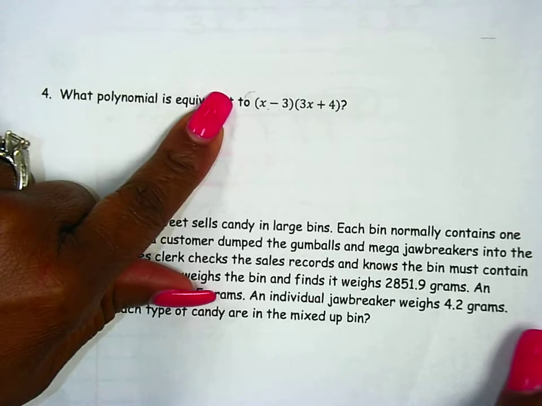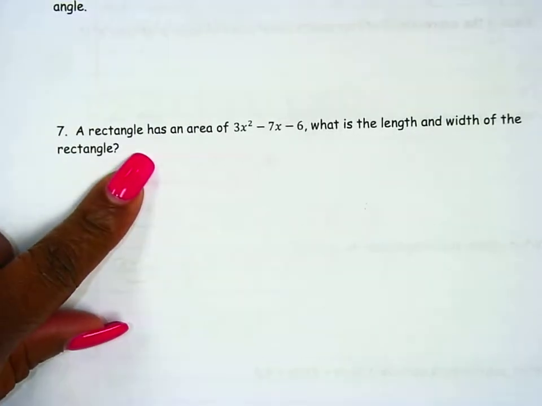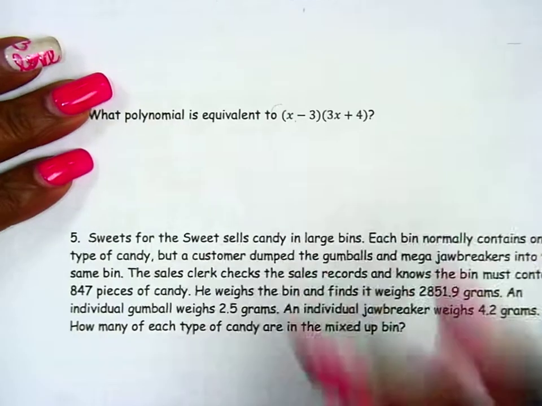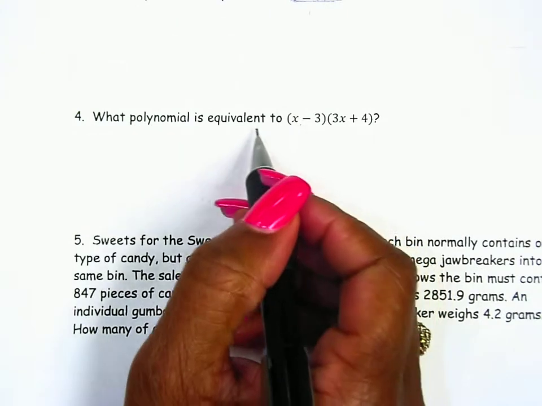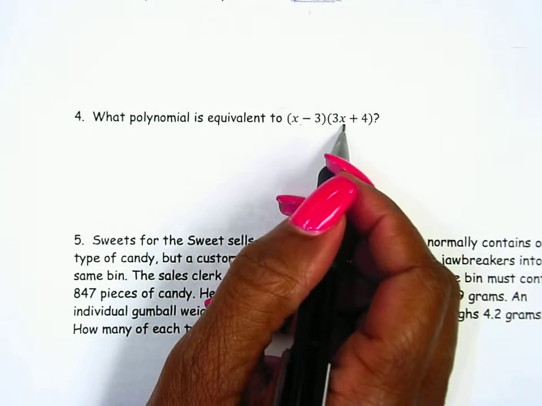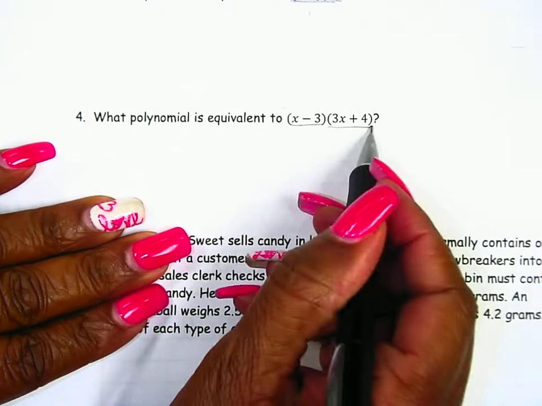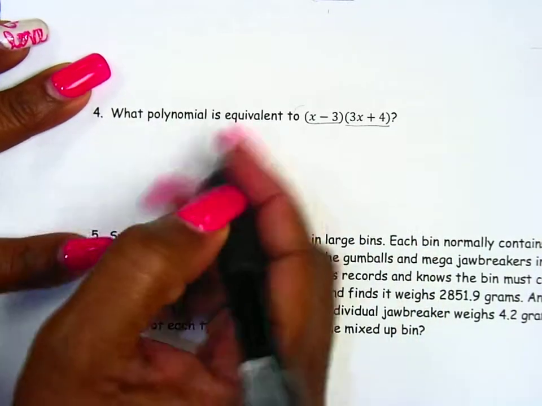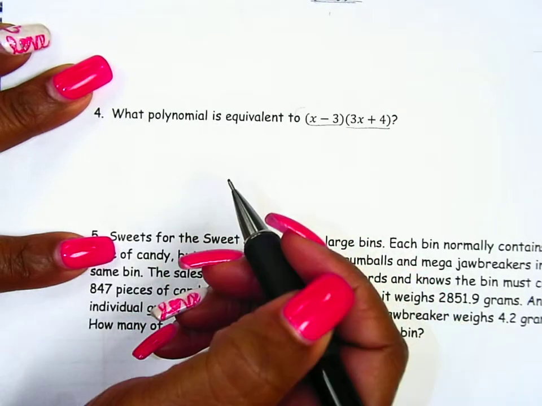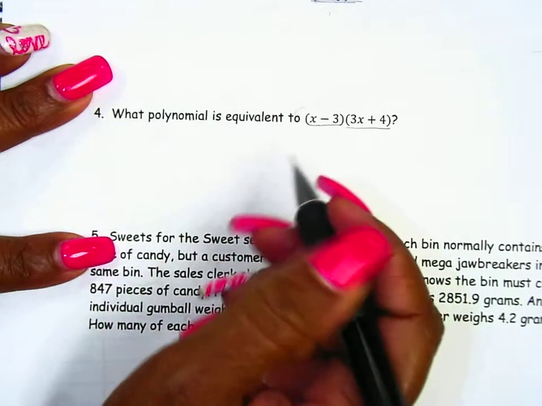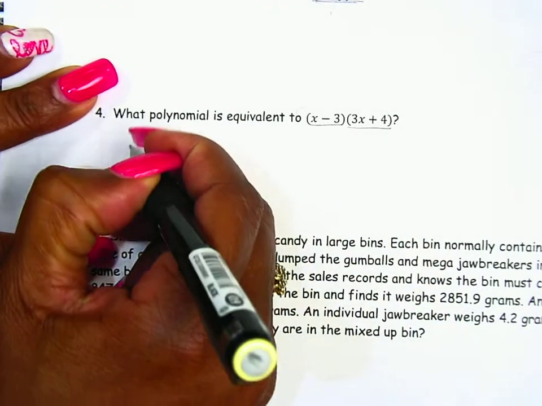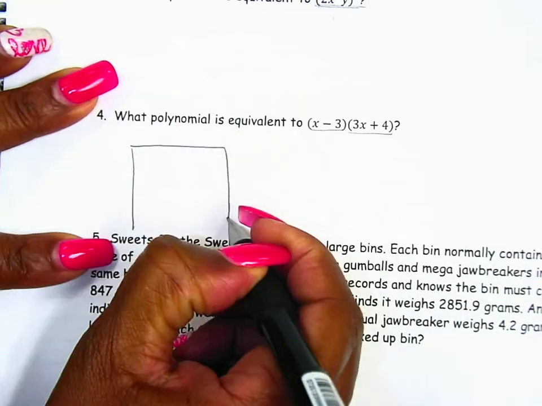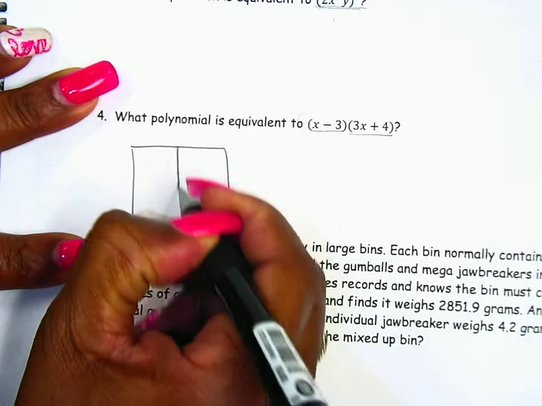I'm going for part three. I'm going to do number four and number seven because there's a connection there. I'm going to do number four on this paper instead of notebook paper. What polynomial is equivalent to x minus 3 times 3x plus 4? They gave us the factors and they want us to find the product. You can use the graphic organizer, or you could just multiply it using the double distributive property. I'm going to do the graphic organizer.